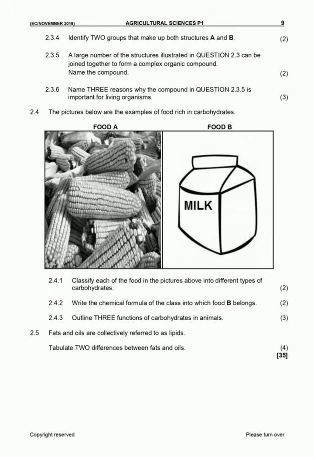Classify each of the foods in the pictures above into different types of carbohydrates. So now remember, with carbohydrates, we have polysaccharides, monosaccharides, disaccharides, and all those things. So you need to classify it. Which one is the correct one? Food A, is it a disaccharide or a polysaccharide? Food B, is it a disaccharide or a polysaccharide? So you need to classify it.